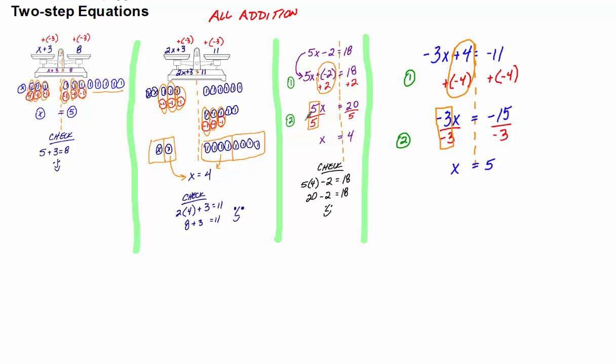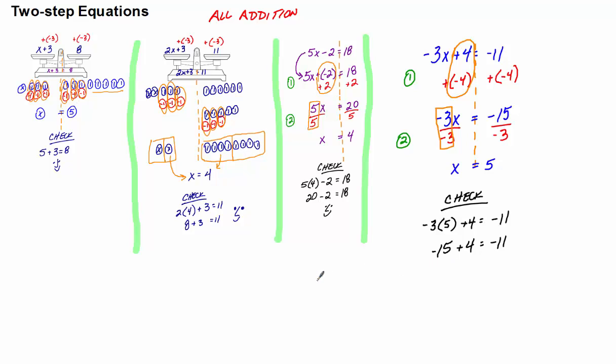How do we know that's right? We know it's right by checking it. So let's go through and check it. We have negative 3 times x, so negative 3 times, we said x is 5, plus 4 equals negative 11. Step 1, negative 3 times 5 is negative 15, plus 4 equals negative 11.